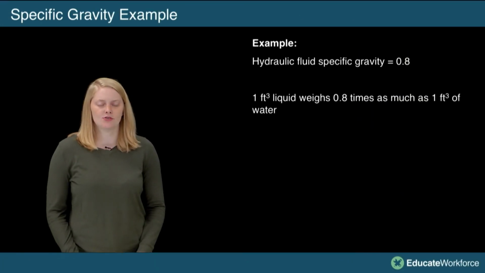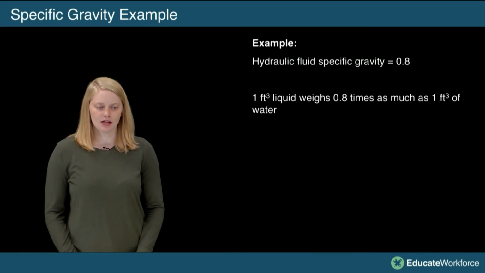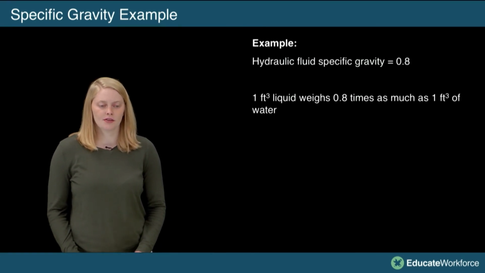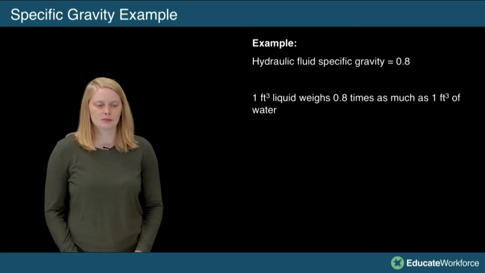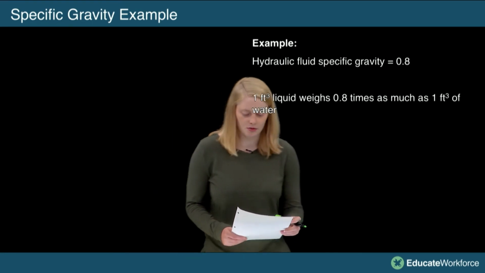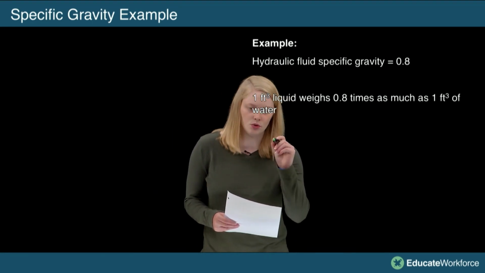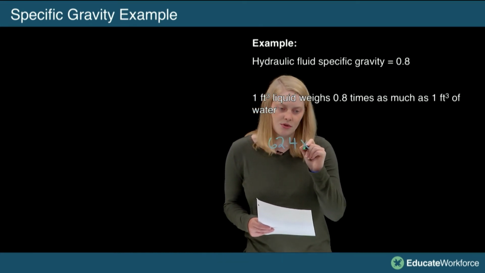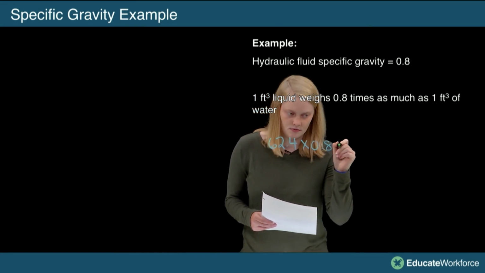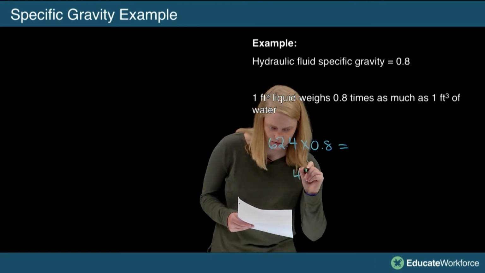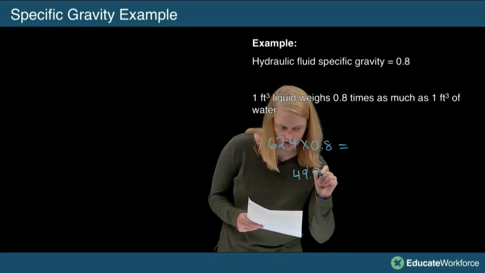If we have a hydraulic fluid that has a specific gravity of 0.8, that tells us that 1 foot cubed of the liquid weighs 0.8 times as much as 1 foot cubed of water. Since we know that 1 foot cubed of water is equal to 62.4 pounds, if we multiply that times 0.8, then we get that it weighs 49.92 pounds.